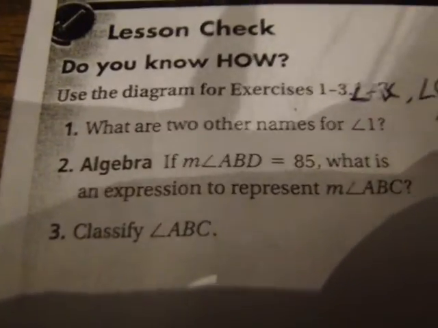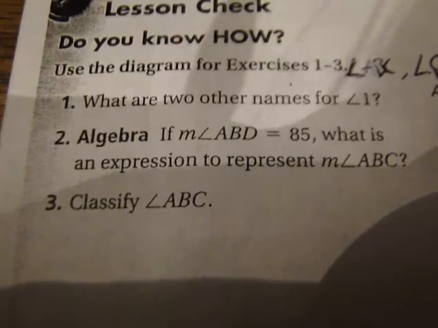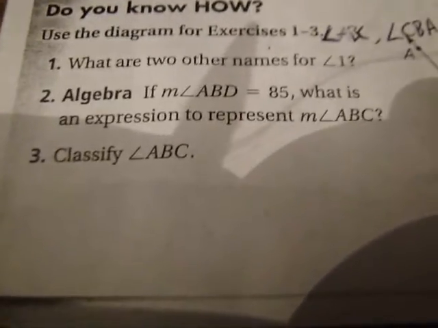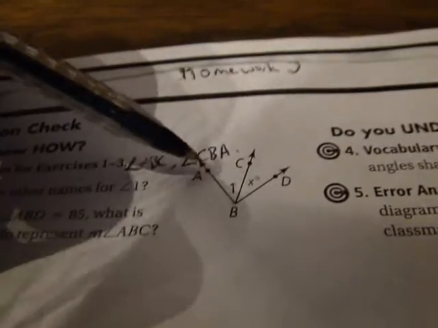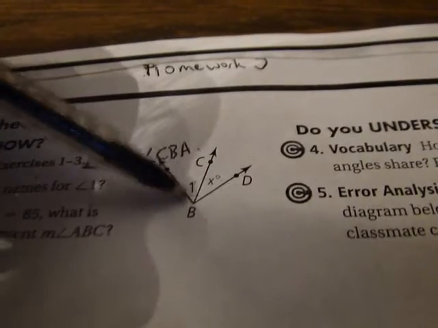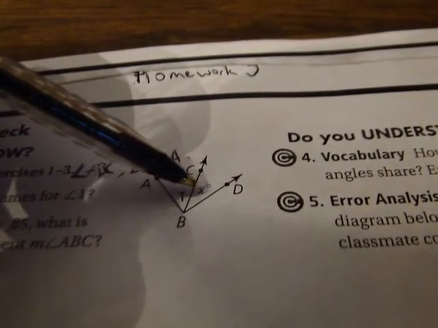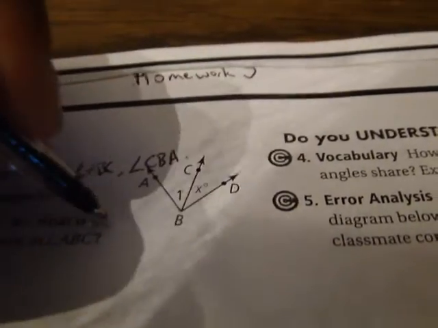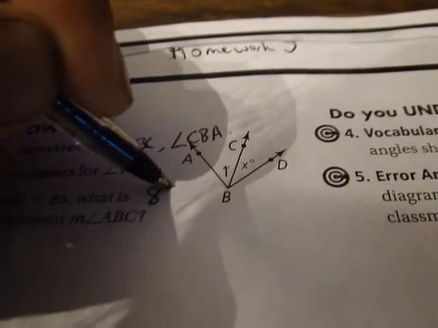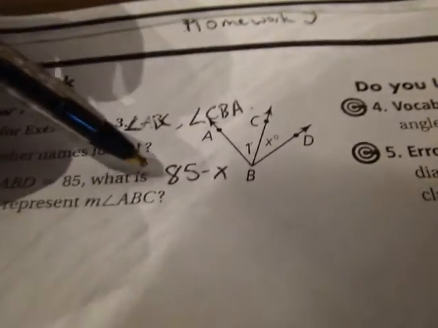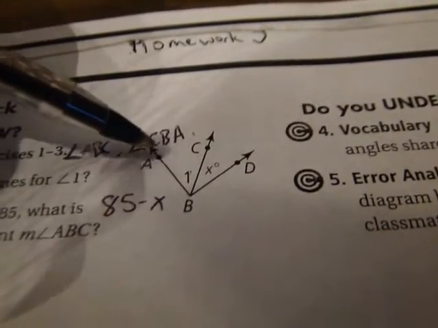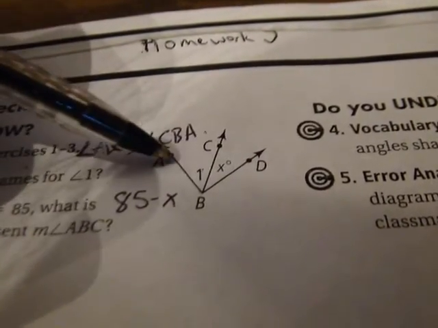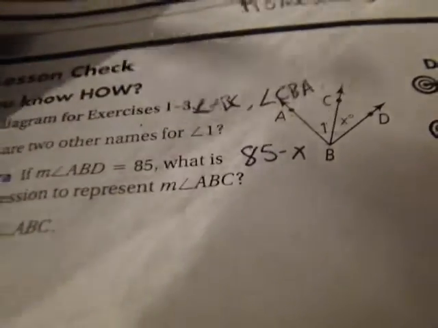Okay, number 2. If measure of angle ABD equals 85, what is an expression to represent measure of angle ABC? Okay, so it says if ABD is 85. So if this is 85, and we want to figure out what this is, well, think about this. This is x. So if we take the 85 and we subtract the x, that's going to give us ABC. So the expression would be 85 minus x. That's an equivalent expression to angle 1 because it's the entire 85 minus the x, leaving us ABC, which is exactly what we're trying to find.